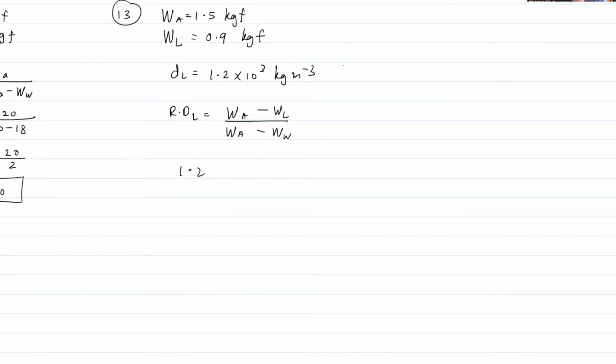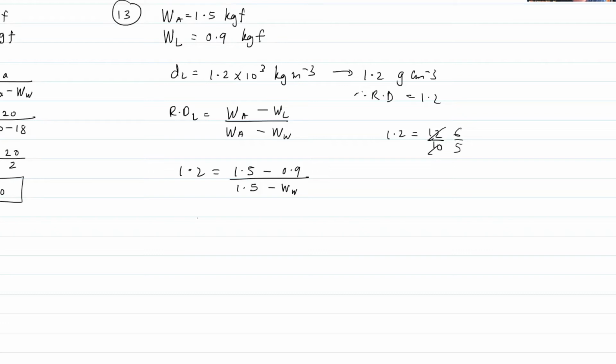Okay, so this way what we can do is relative density of the liquid is 1.2. You can see that because over here this will be 1.2 gram per centimeter cube, and therefore relative density is 1.2. Weight in air is given to be 1.5. Weight in liquid is equal to 0.9. And here this is again 1.5 minus weight in water. Okay. Now students, 1.2 is 12 by 10. That is 2 6s are 12, 2 5s are 10. So I'm going to write it as 6 upon 5. And this will be 0.6.